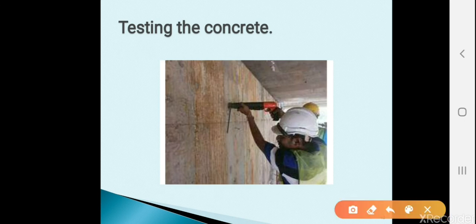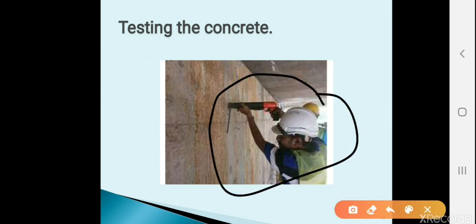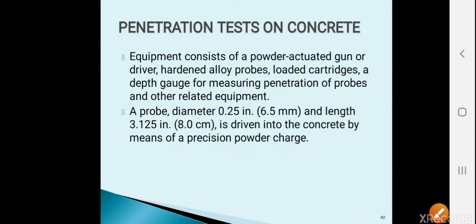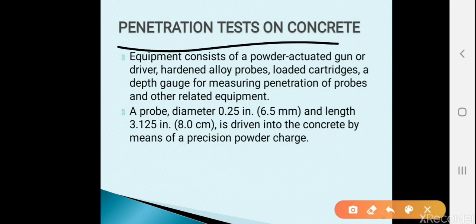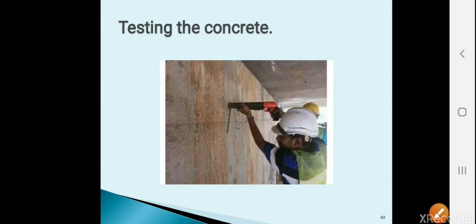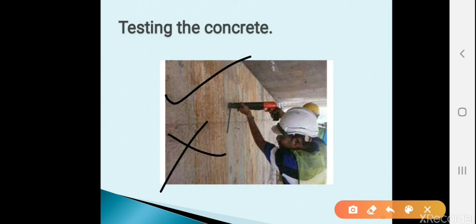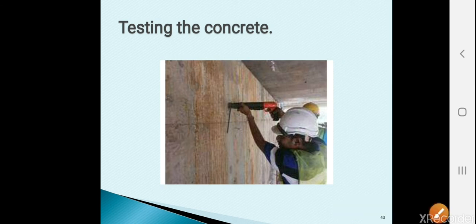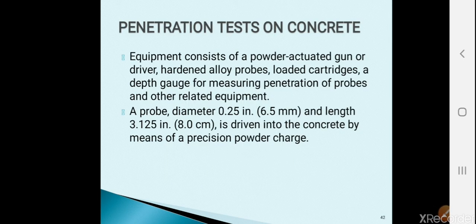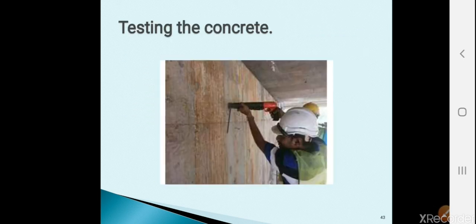So here, see, the person testing the concrete strength with the help of this gun, that is nothing but a penetration test on concrete. So we can see clearly he is hitting on a wall and he is not making any external damage on the wall, he is just checking the quality of the concrete, that is nothing but the penetration test on concrete.